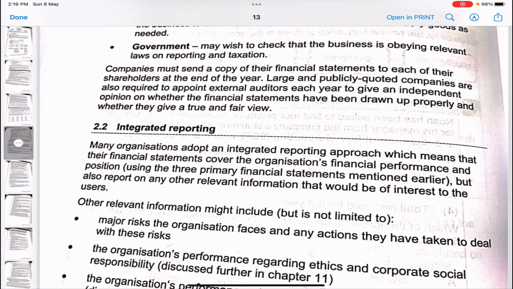Companies must send a copy of their financial statements to each of their shareholders at the end of the year. Large and publicly quoted companies are also required to appoint external auditors each year to give an independent opinion on whether the financial statements have been drawn up properly and whether they give a fair value. So bigger companies must have an external auditor.